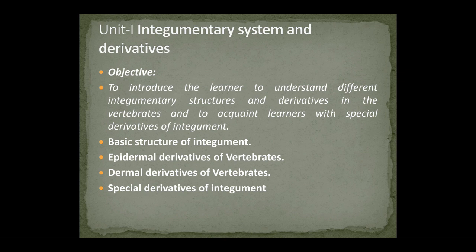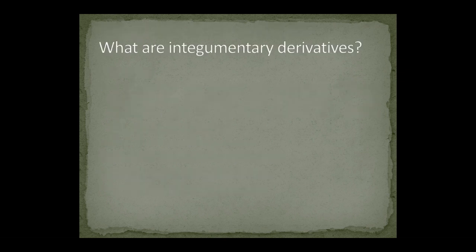So some of the specific special organs, like those poison glands of toad, warts of toad, or in case of birds, those scales. These are certain special derivatives of integument. We are going to deal with this type of organs, or special organs. So what are the integumentary derivatives?